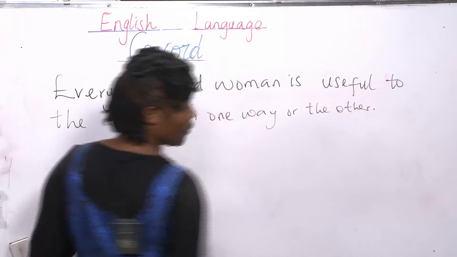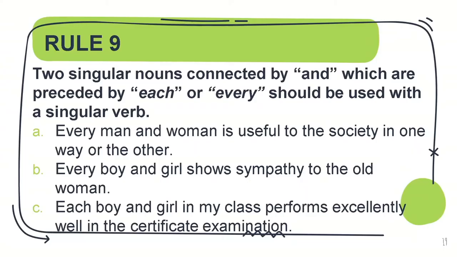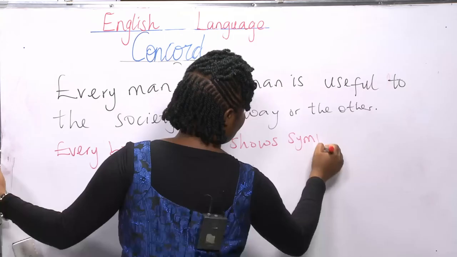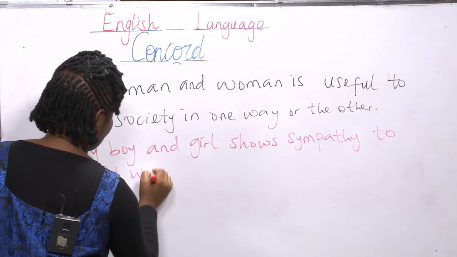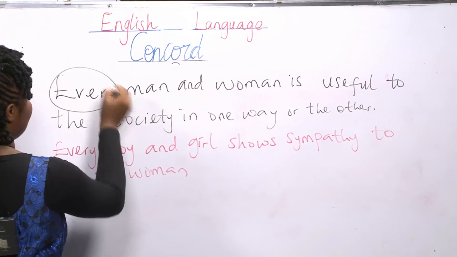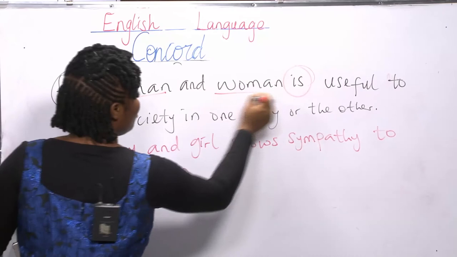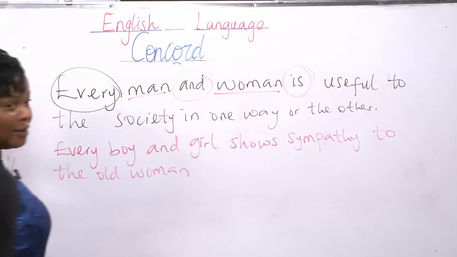Another example there. Every boy and girl shows sympathy to the old woman. Now, because I have used every here, this verb has to be singular. Even though we have two subjects joined by and, the use of every here automatically changes this verb to the singular verb.